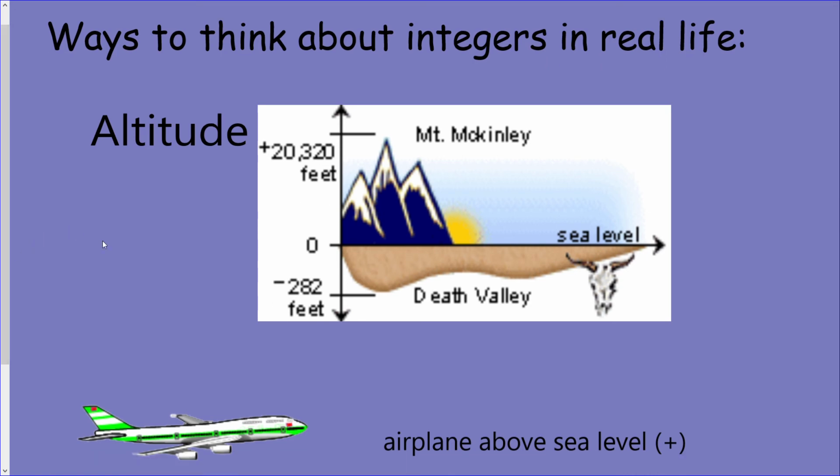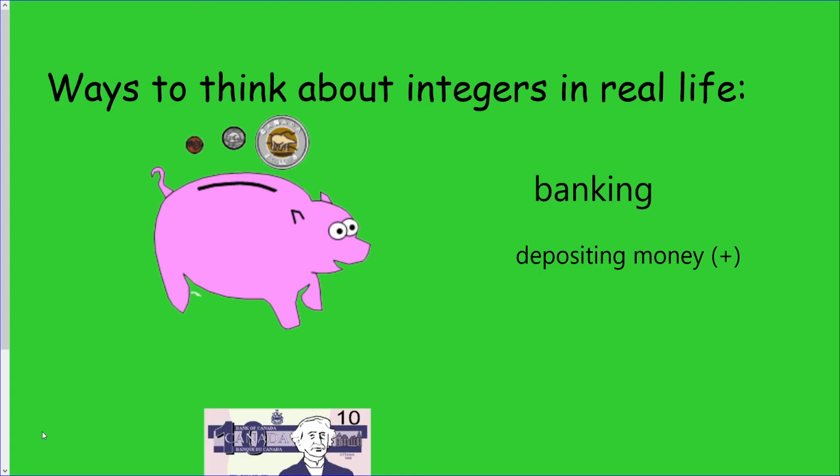Okay, another one is altitude. On this little diagram here, we've got Mount McKinley, which is a very high mountain, so positive 20,000 feet. Death Valley in the United States is at negative 280 feet, so it is below sea level. Okay, so these are things that will come up in real life.